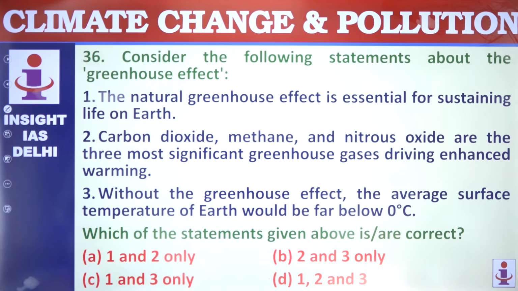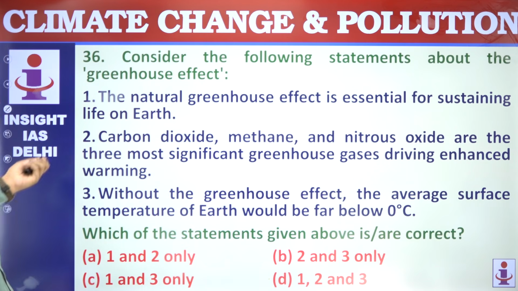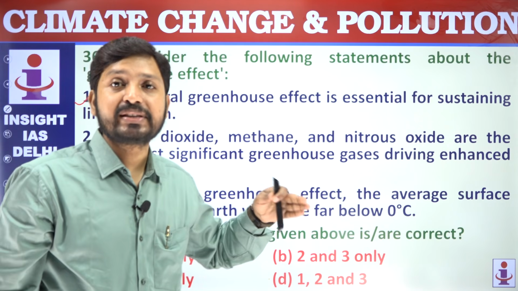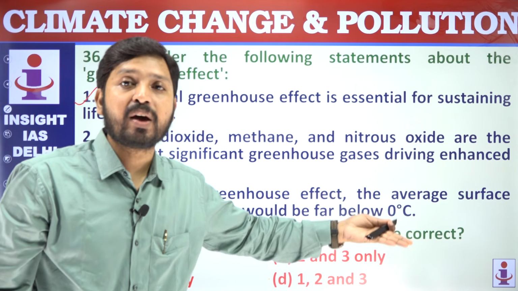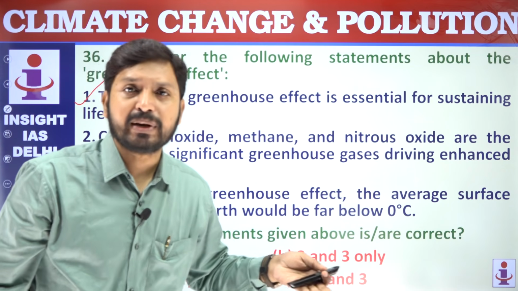Okay, let's go to the next question. Consider the following statements about the greenhouse effect. The natural greenhouse effect is essential for sustaining life on Earth. We have seen, right? It will try to maintain a balanced temperature. Otherwise, without the greenhouse effect, Earth's temperature would have been in minus. But because of this, the average Earth's temperature will be somewhere around 15 plus degrees.